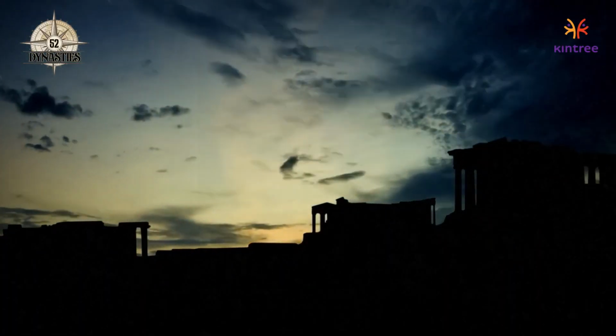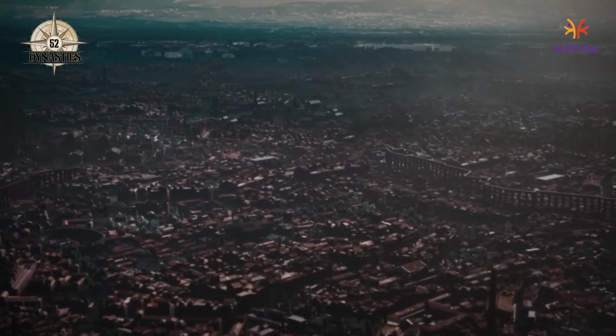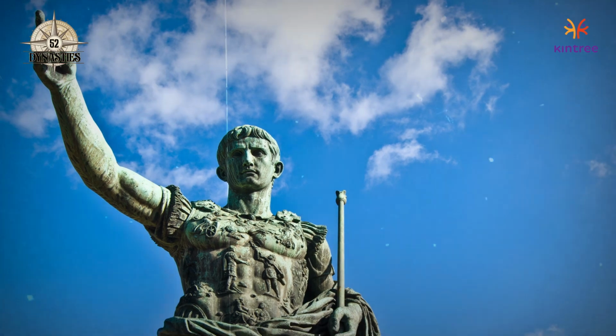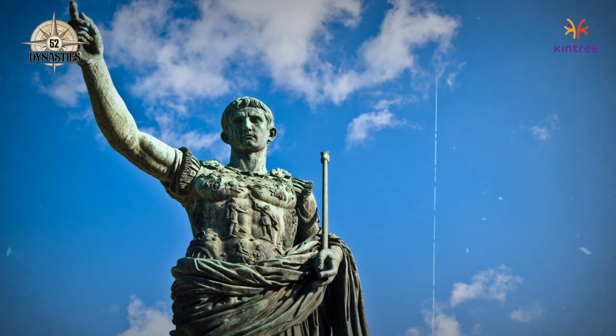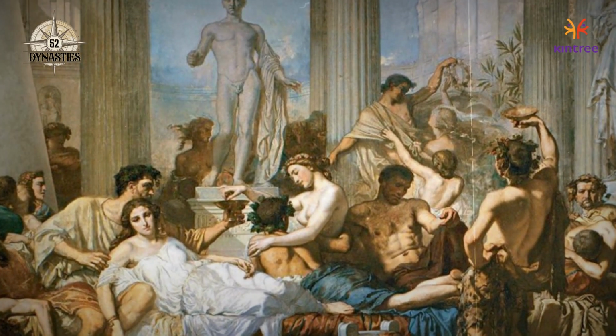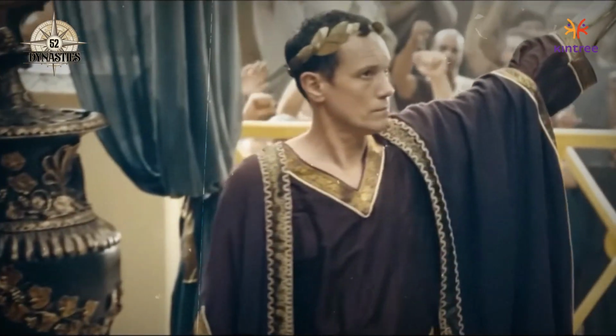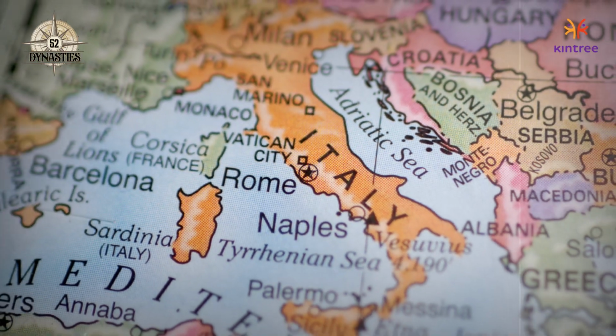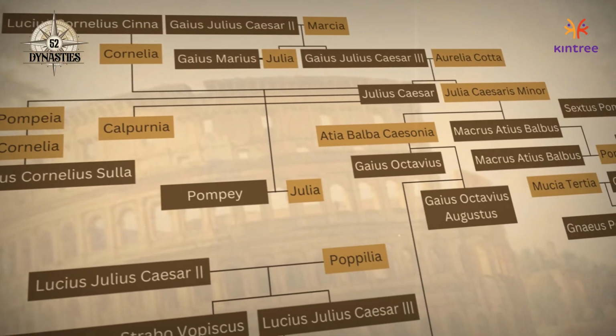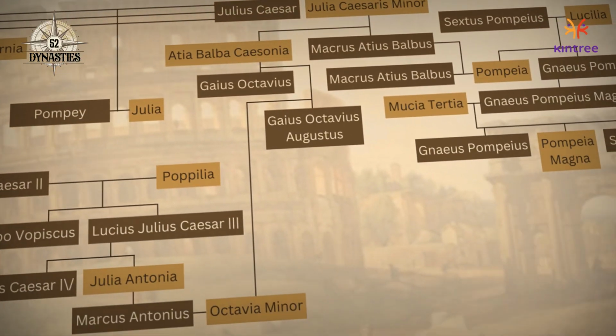Let's commence the journey. Our journey originates in 100 BCE with Gaius Julius Caesar, born into a patrician family. His parents, Gaius Julius Caesar and Aurelia Cotta, set the stage for a life that would leave a permanent mark on Rome. Caesar's family tree had its share of drama.